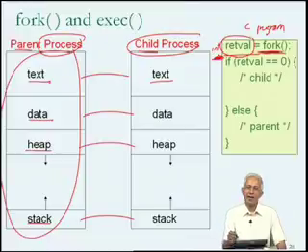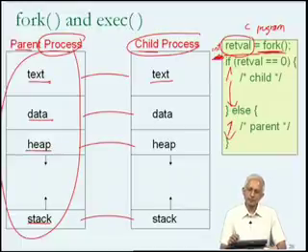Therefore, after return from the system call, if my program is written so that the first thing it does is check retval, the value returned by the fork system call, then I can distinguish between the child, which will have a retval of 0, and the parent, which will have a retval which is not 0. And therefore, I can cause the parent and the child to start doing different things.